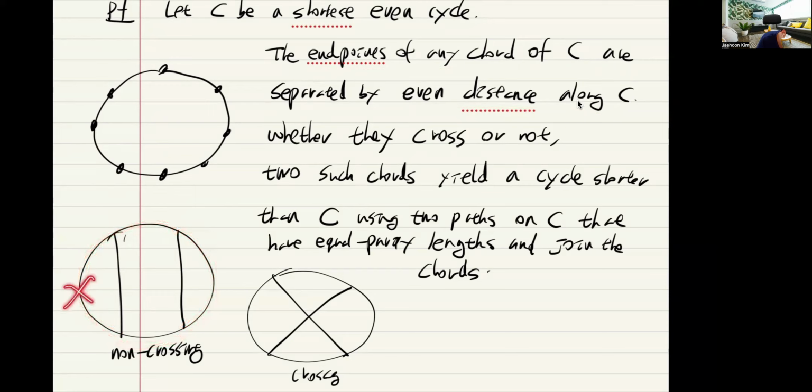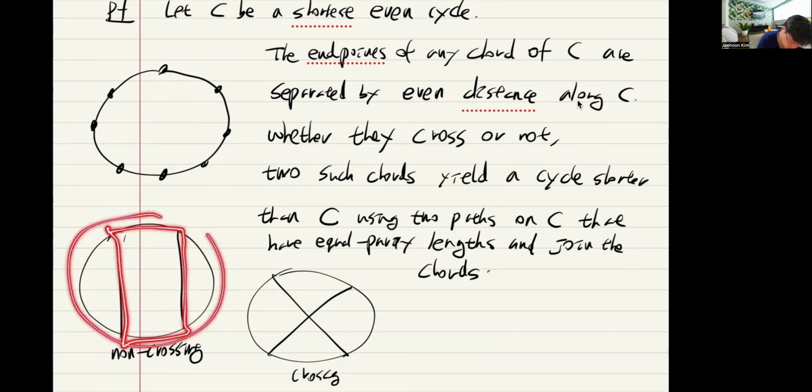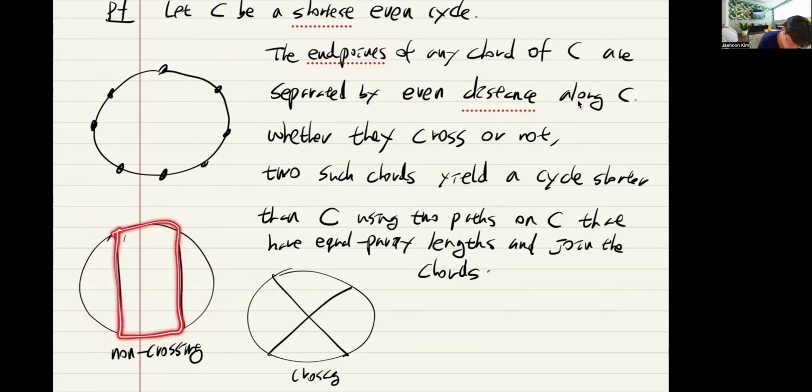So if you delete this, then this and this have the same parity. Because this plus this plus this plus this is even. We already know these two are even, so the sum of these two is even. So it's either even or odd. But what's this? This has shorter length than the entire cycle. So this is a shorter even cycle, which is a contradiction.